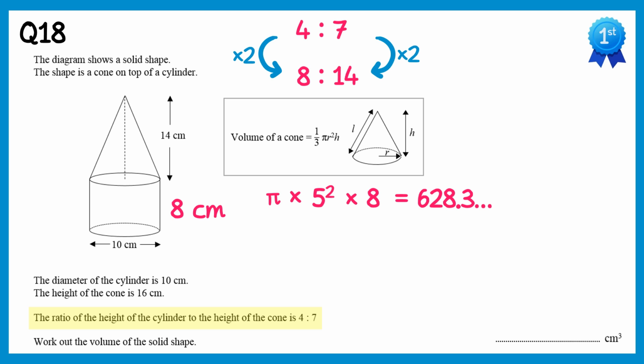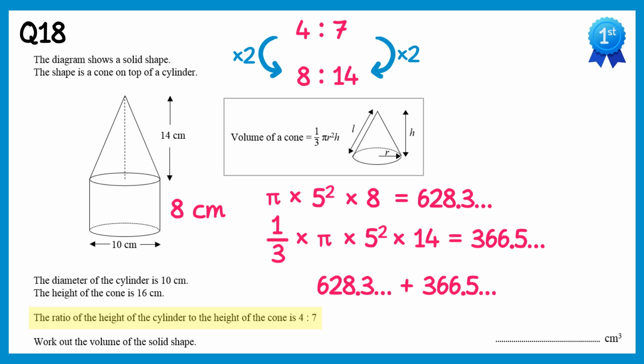We now do the volume of the cone, which is 1/3, times pi, times the radius squared, which is 5 squared again, times the height of the cone, which is 14. If you type this into your calculator, you get 366.5. If you add together both volumes, you'll get the total volume, which comes out at 994.8.